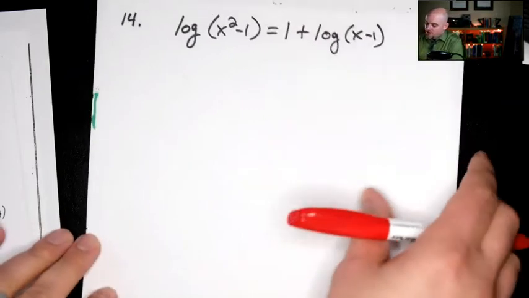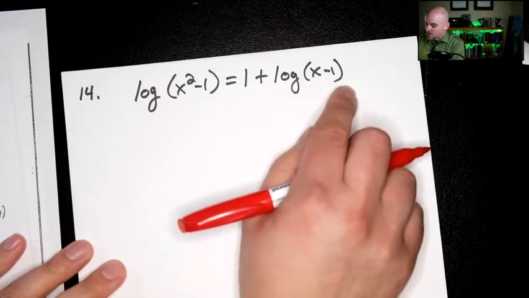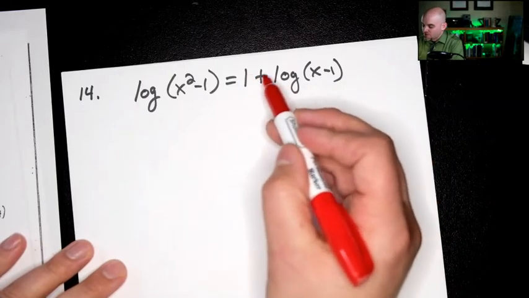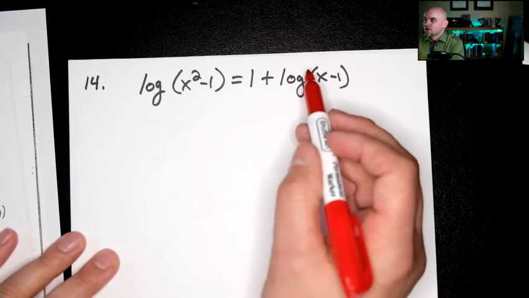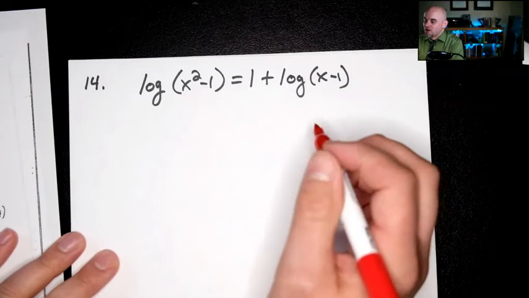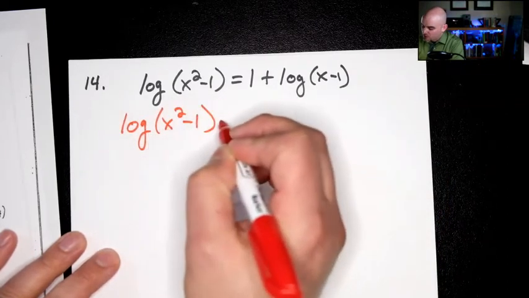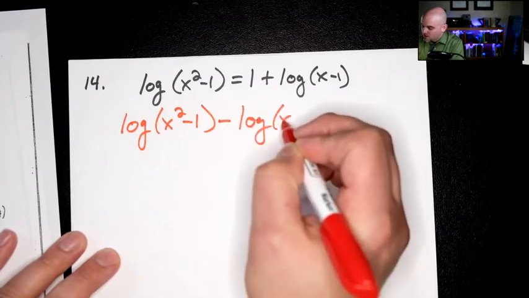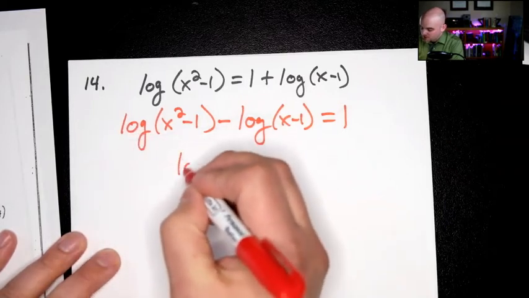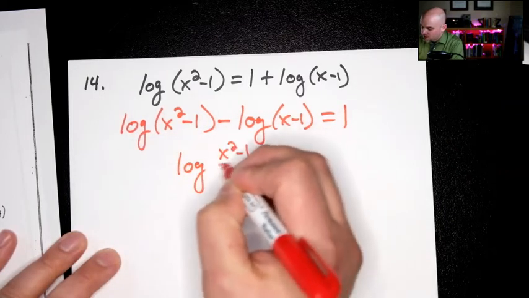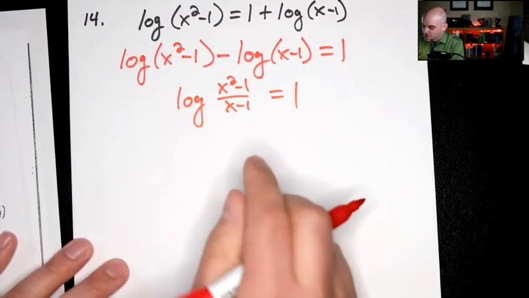So number 14 here, we've got the log of x squared minus 1 equals 1 plus log x minus 1. Once again, we get that plus symbol there, and that's not a logarithm. So there's no property of logarithms that help me out with this. So I'm going to subtract log of x minus 1 from both sides. That gives me the log of x squared minus 1 minus the log of x minus 1 equals 1. This is log base 10, so I'm going to say the log of x squared minus 1 over x minus 1 equals 1. Once again, we're going to convert this to exponential form.